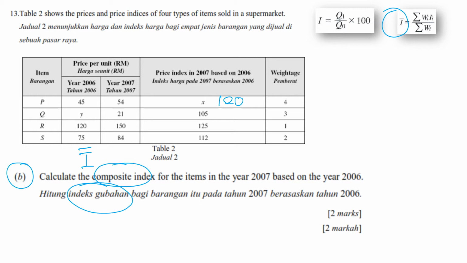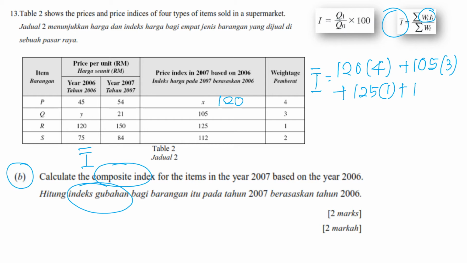So what are you going to do? You are going to sub everything in the formula. I bar will be equals to 120 times 4 with the weightage, I times W over sum of W. Can you see the formula? Plus the price index of Q, which is 105, the weightage of Q is 3. Plus the price index for R is 125, the weightage is 1. Plus the price index of S is 112, the weightage is 2. Divided by what? Refer to the formula. Divided by the total weightage.